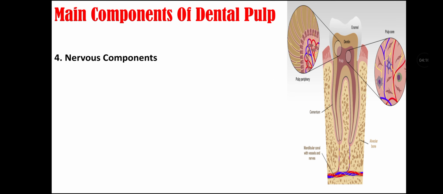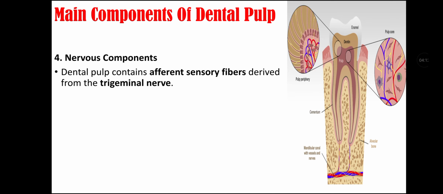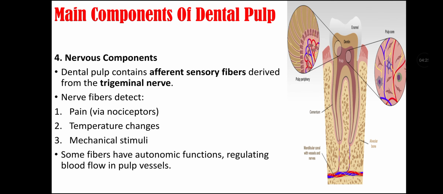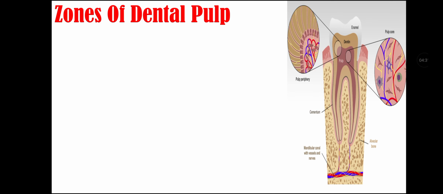Next component of the dental pulp is the nervous component. The dental pulp contains afferent sensory fibers that are derived from the trigeminal nerve. Nerve fibers detect pain through nociceptors, temperature changes, mechanical stimuli, and some fibers have autonomic function that regulate blood flow in the pulp vessels.